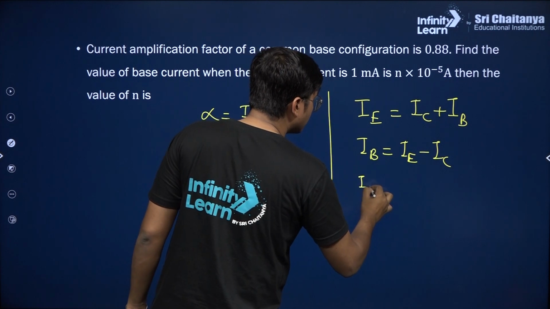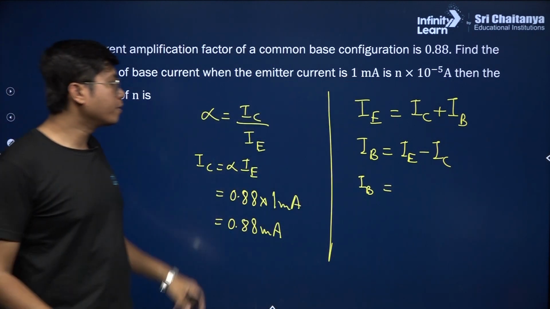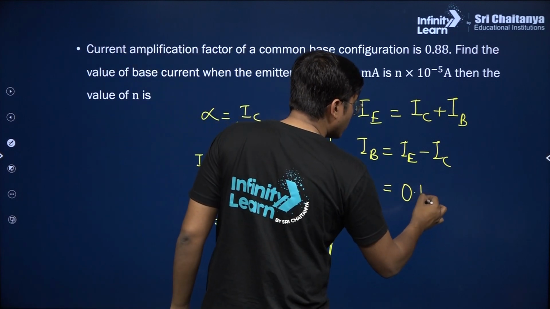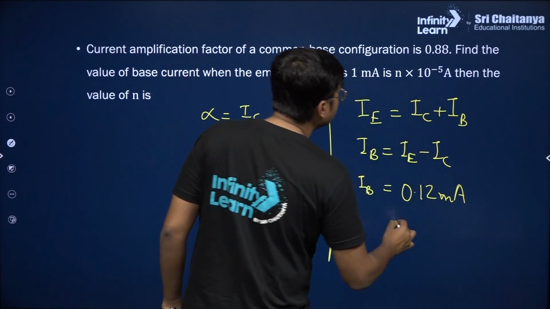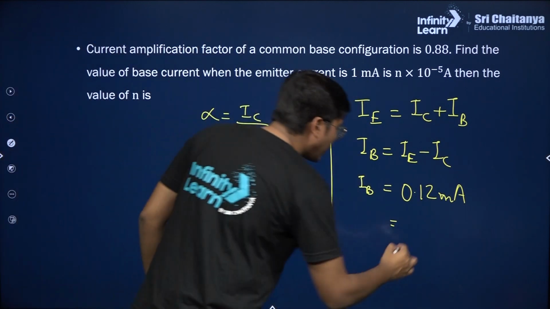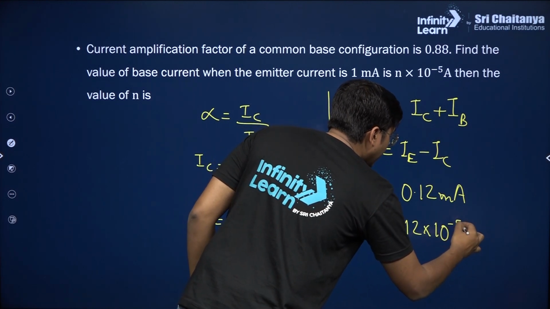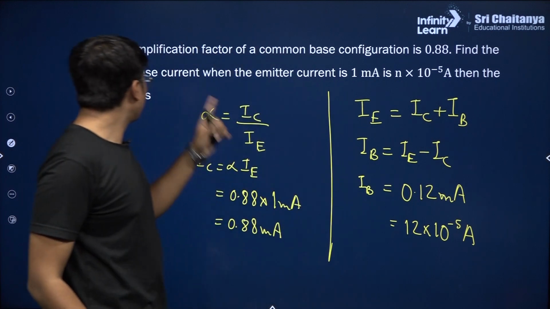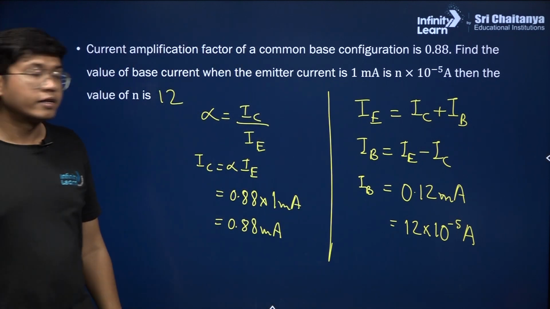So IB is equal to 1 milliampere minus 0.88 milliamperes. That makes it 0.12 milliamperes. Since they have asked it in representation of 10 to the power minus 5, this can be written as 12 into 10 to the power minus 5 amperes. So your n value is 12, right?